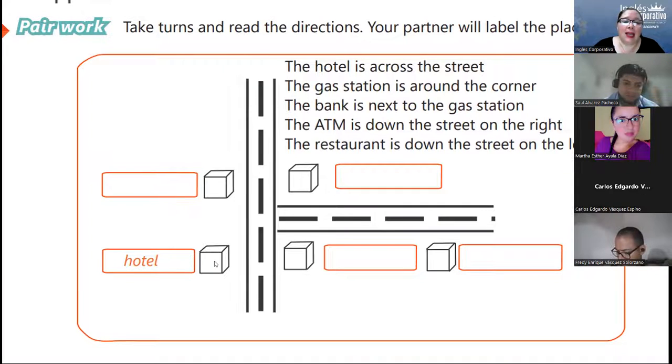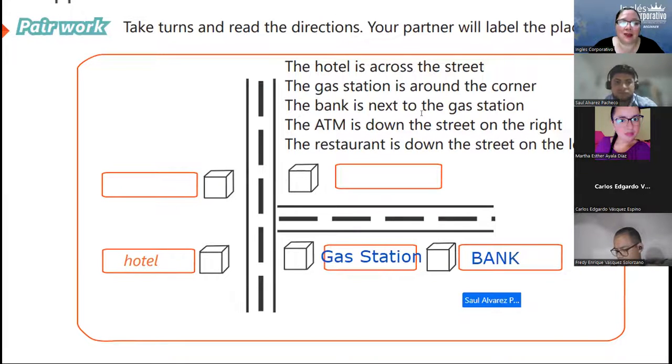Entonces, vamos a ver, the gas station is around the corner. The gas station is around the corner. Podría ser esta, ¿verdad? O podría ser esta, ¿no? ¿Sí? Hay dos esquinas acá, ¿sí? Vamos a ver la que sigue. The bank is next to the gas station. Estaría acá. Oh, okay. Entonces, sí, es esta, the gas station, right?